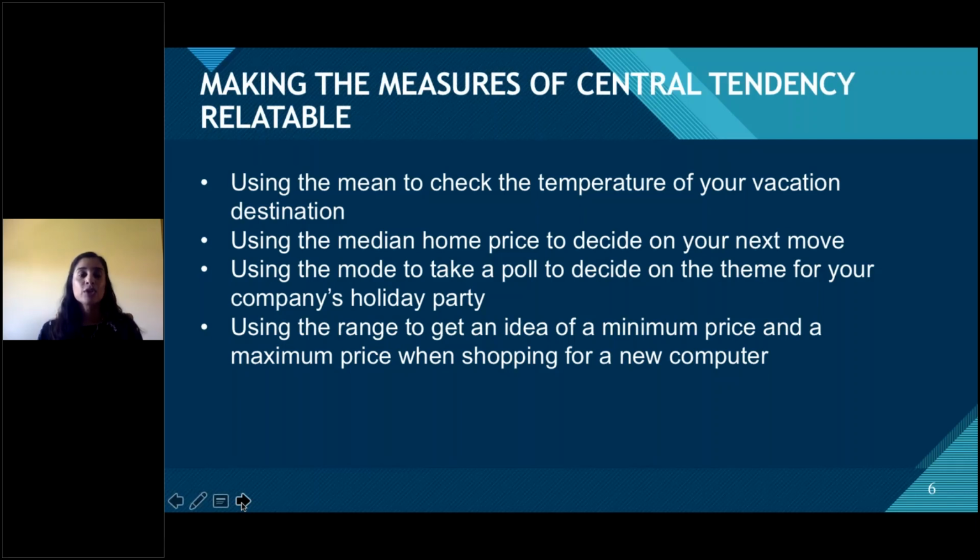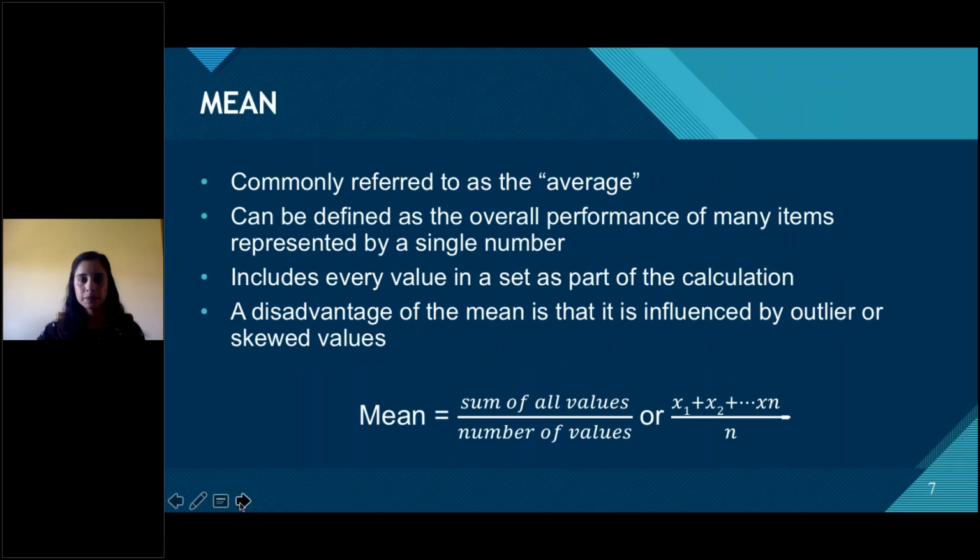And then finally, you can use the range to get an idea of a minimum price and a maximum price when shopping for a new computer. So again, the range is not necessarily the most accurate measurement, but it gives you boundaries. It gives you a minimum price and a maximum price so you know your limits. All right, so moving on to look at each measurement in a little more detail.